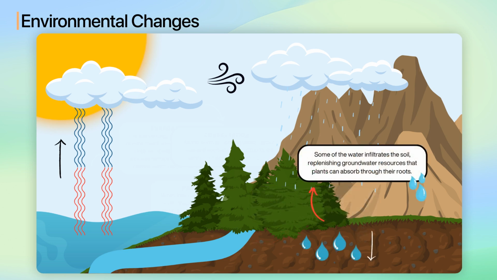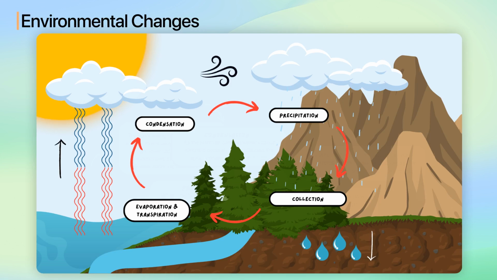Some of the water infiltrates the soil, replenishing groundwater resources that plants can absorb through their roots. This collected water will eventually be evaporated again, continuing the cycle and ensuring that this precious resource is constantly renewed.